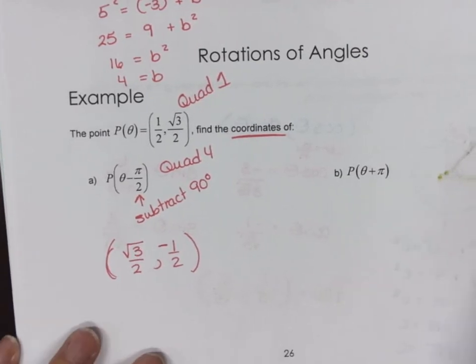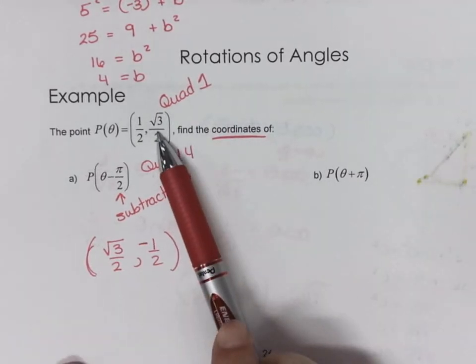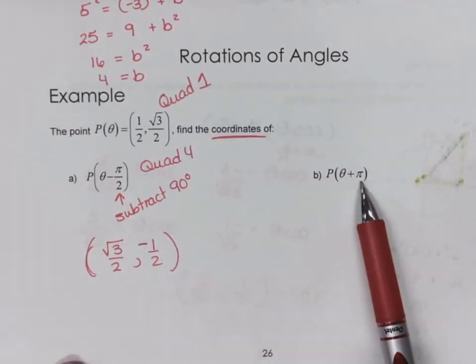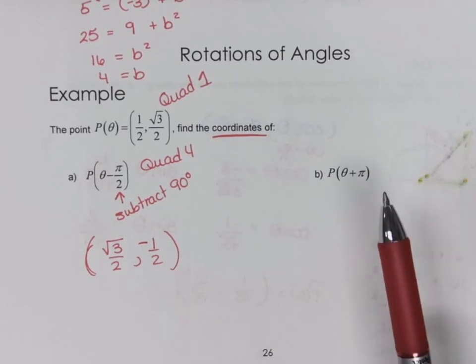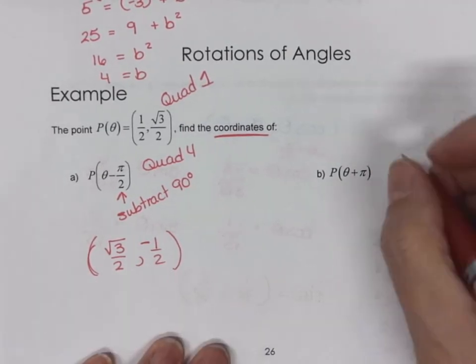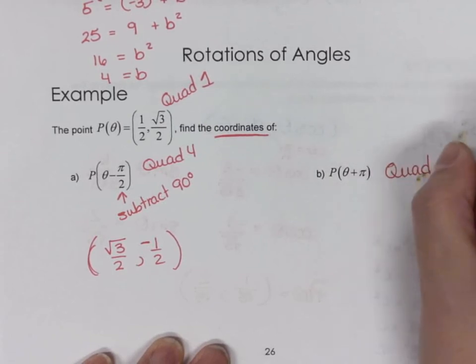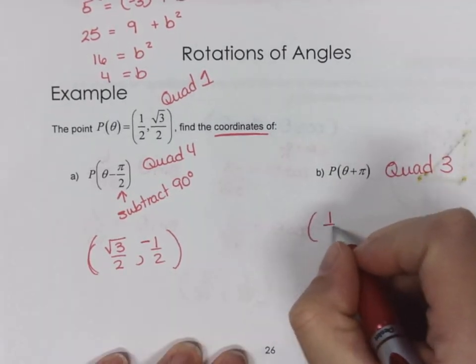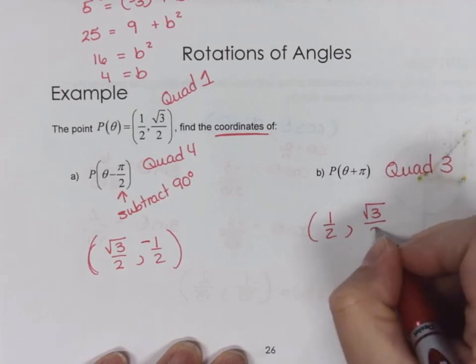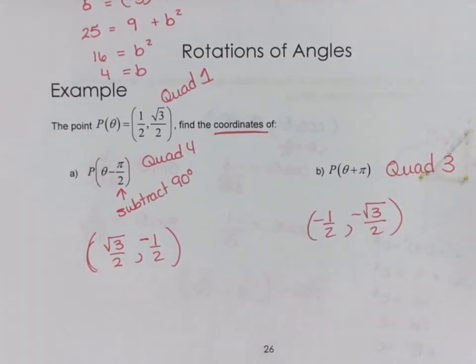Okay, let's do this one. So we're going back to quadrant 1. We're starting in quadrant 1. And this time we're adding pi. So we were in quadrant 1, 90 would take us to quadrant 2, 180 would take us to quadrant 3. So what are my coordinates? The same, because they flipped and then they flipped back. But we're in quadrant 3, so both of them are negative.